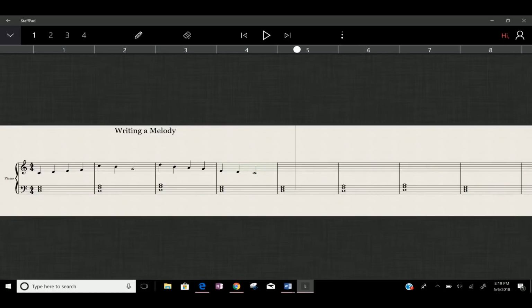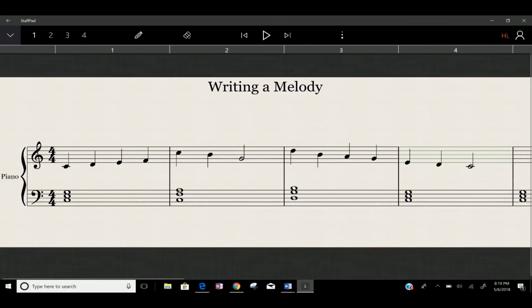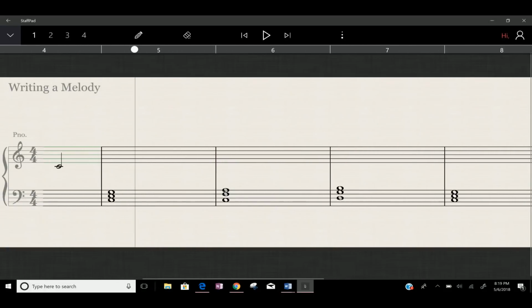So this is what we have so far. This is our complete idea of what we have. Oops, let me get it to where everybody can see. Yeah, not bad, right? And then what are we going to do? We're only halfway there. We still have an entire 4 measures to go.